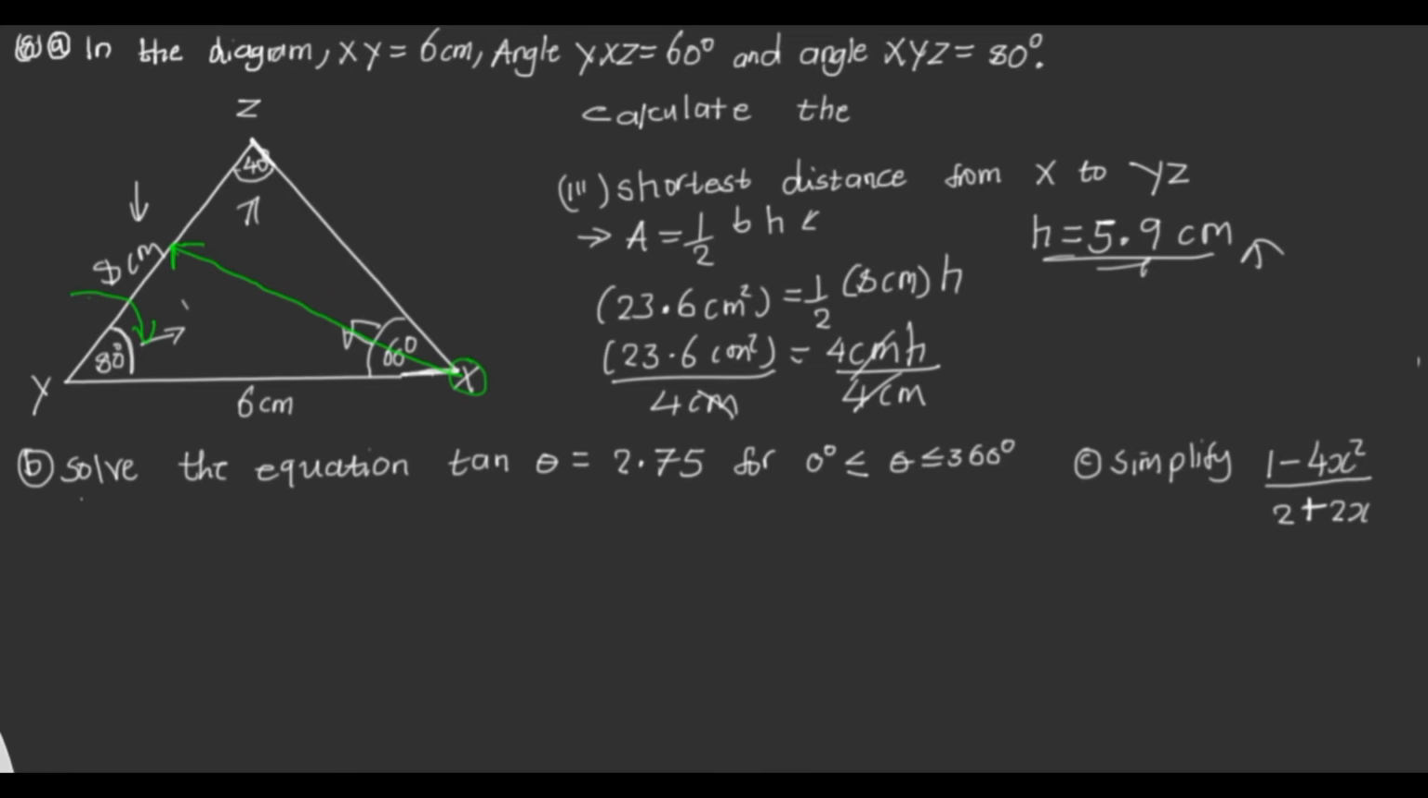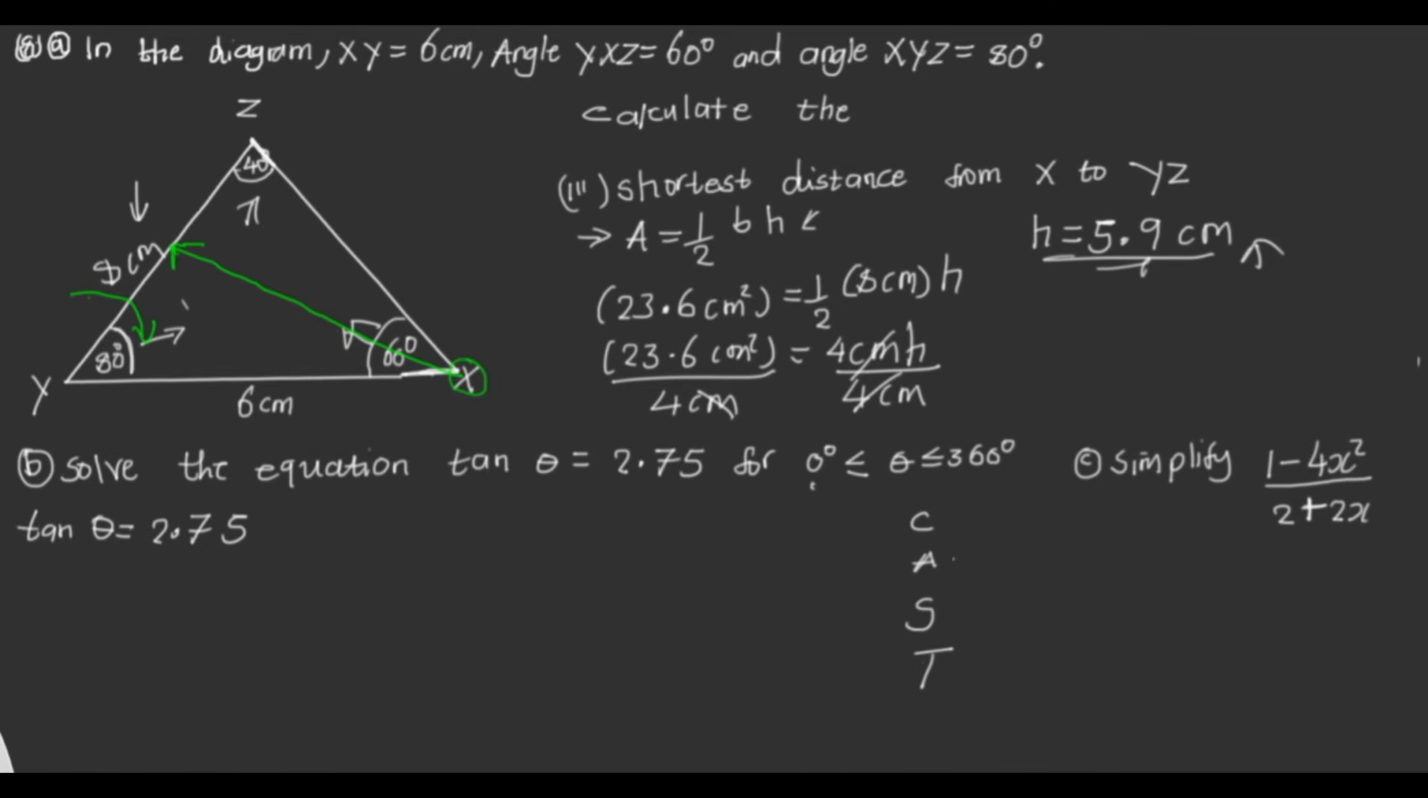We can move on to B. Solve the equation tan theta is equal to 2.75. We have also been given a range: we are solving for two angles from 0 up to 360 degrees. There is a memorable way that you can use to remember the quadrants. We use CAST.